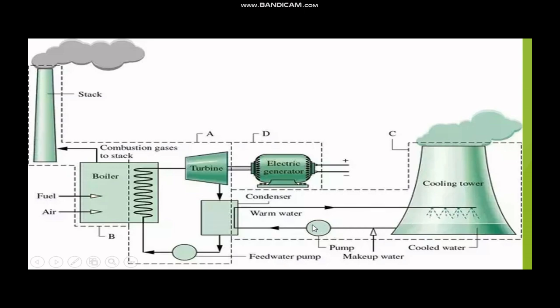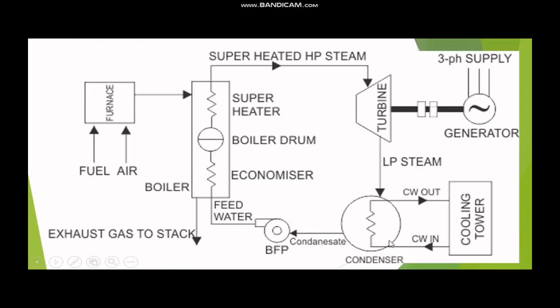Okay, and that again goes to the condenser. So again that steam is converted into water, and from there, by the boiler feed pump, it is again provided to the boiler. Okay, so in this way this steam cycle is repeated and steam is produced by using the boiler. So this is the basic diagram.